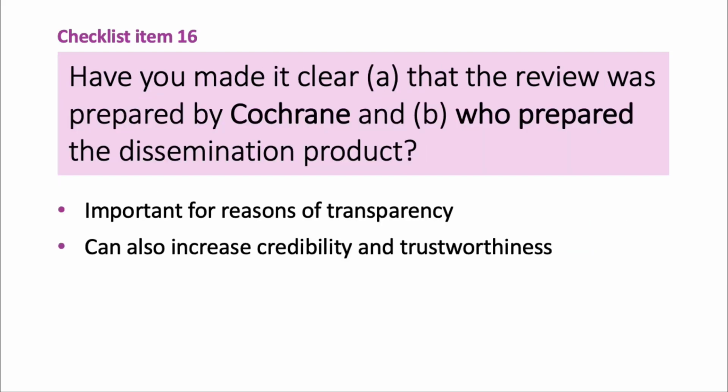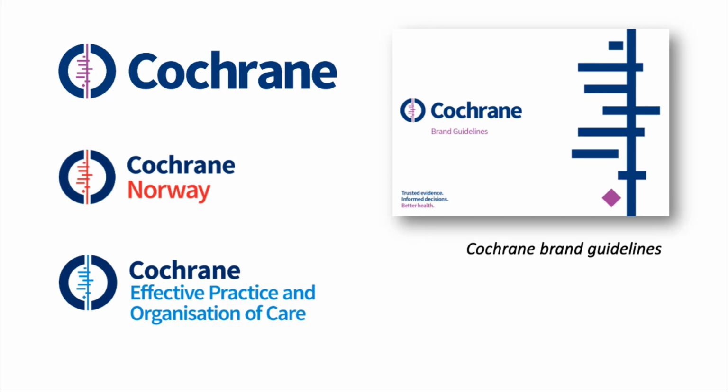For transparency, people need to be able to see who produced the information, both the review and the dissemination product. And knowing that the information comes from a Cochrane review can increase its trustworthiness. You should always visually label your dissemination as coming from Cochrane by using the Cochrane logo or the logo from your entity or review group. You can strengthen this visual connection by using the tagline, the colors, and the fonts specified in the brand guidance. The easiest way to find these is to search for Cochrane brand guidelines.